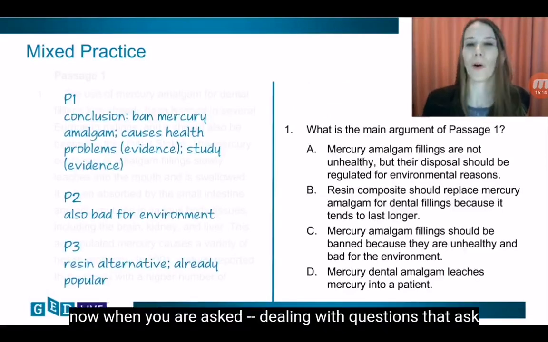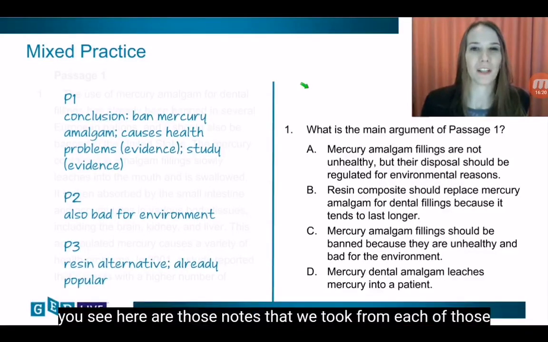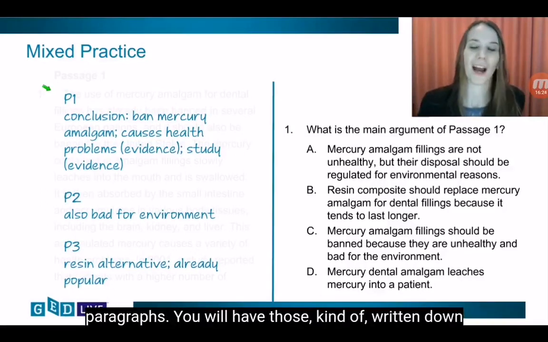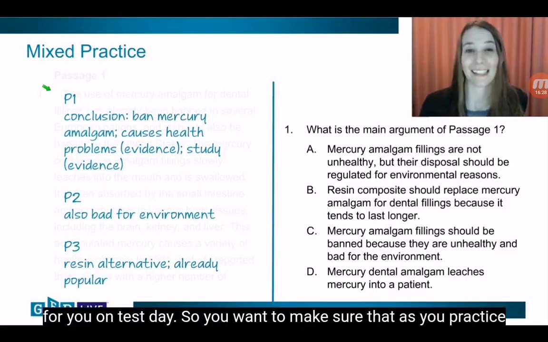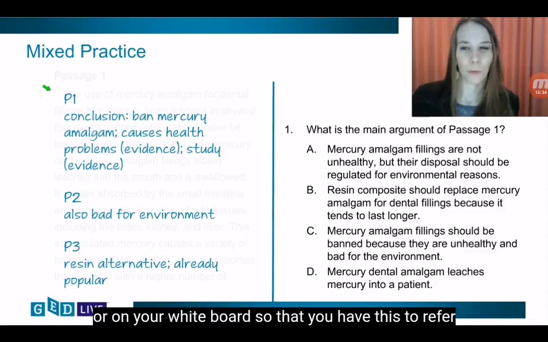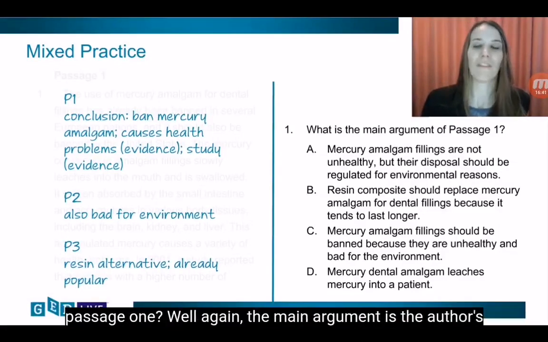Okay, now when you are dealing with questions that ask about the main argument, remember to use your passage map. So over here you see, here are those notes that we took from each of those paragraphs. You will have those kind of written down for you on test day. So you want to make sure that as you practice here, you're taking good, clear notes on that piece of paper or on your whiteboard so that you have this to refer back to once you reach the questions. So what is the main argument of passage 1?